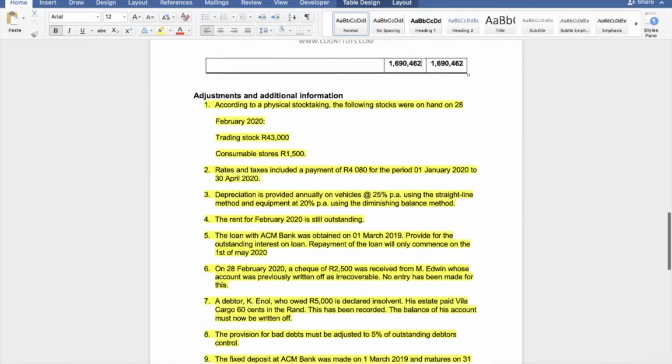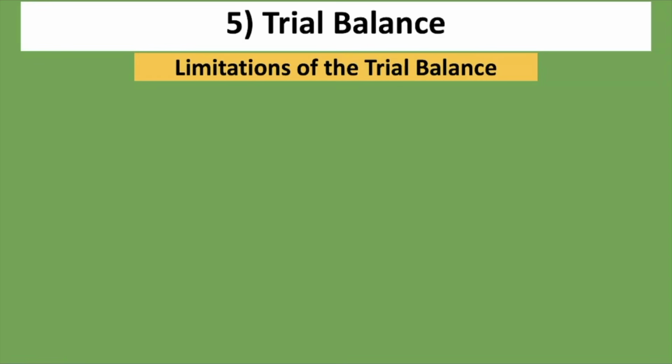Hope it was helpful. So having understood what the trial balance is, how to complete the trial balance, and how accounts are recorded in the trial balance, together with looking at pre-adjustment trial balance and post-adjustment trial balance, we will conclude with the limitations of the trial balance. And it does have limitations. Remember, the trial balance is not a perfect report that you complete.